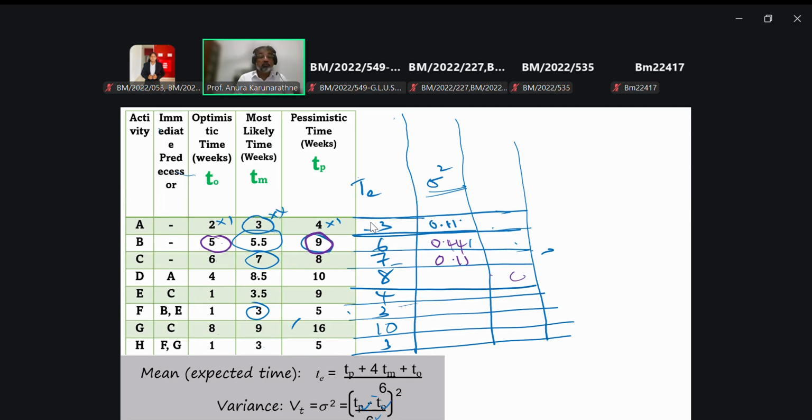Next one, 10 minus 4, that is 6. 6 over 6 means 1. 1 square. So 9 minus 1 means 8. 8 divided by 6. Then take the square of it. That is 1.77. Next one, 5 minus 1, 4. Then 4 over 6. Take the square of it. Answer is again 0.44.